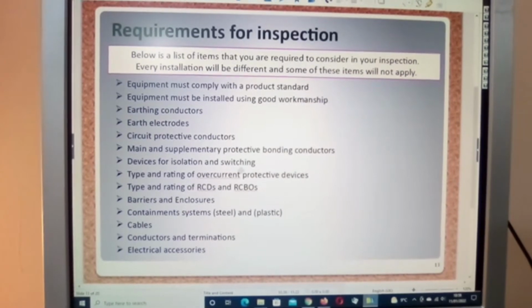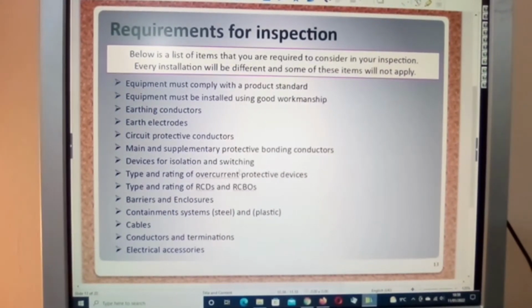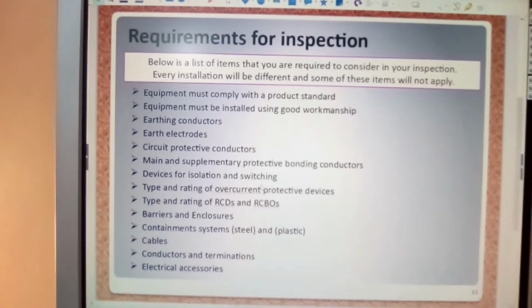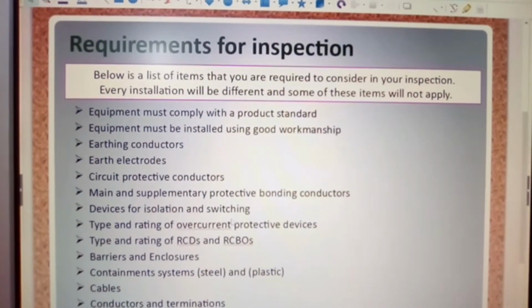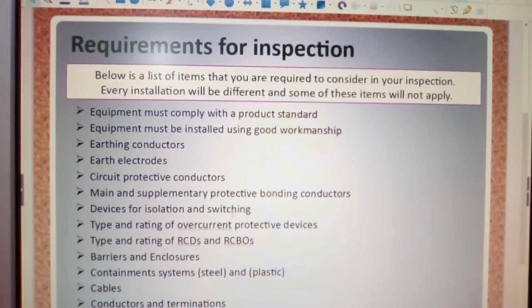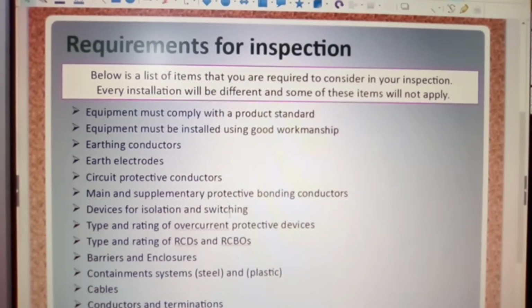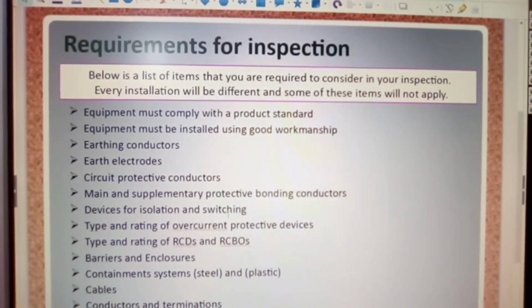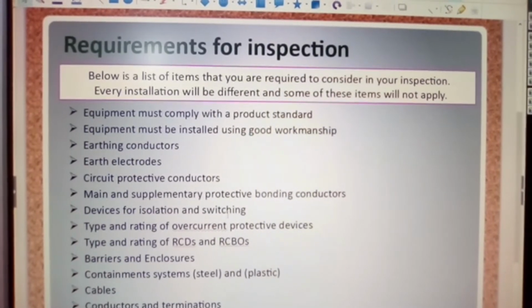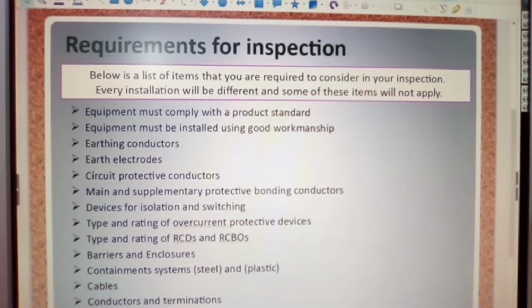Now this is the requirement for inspections. Okay. And you must ensure that it meets these conditions and any new conditions that have been applied for the 18th or upcoming 19th edition of the IET regs.